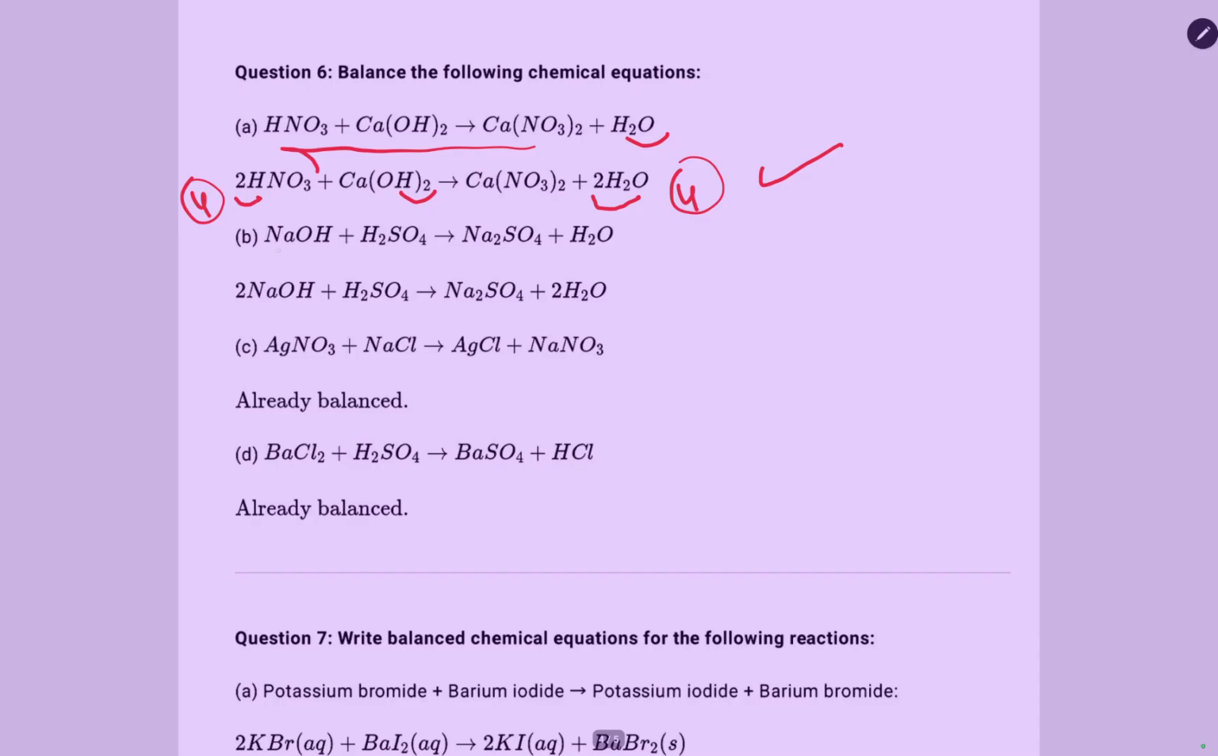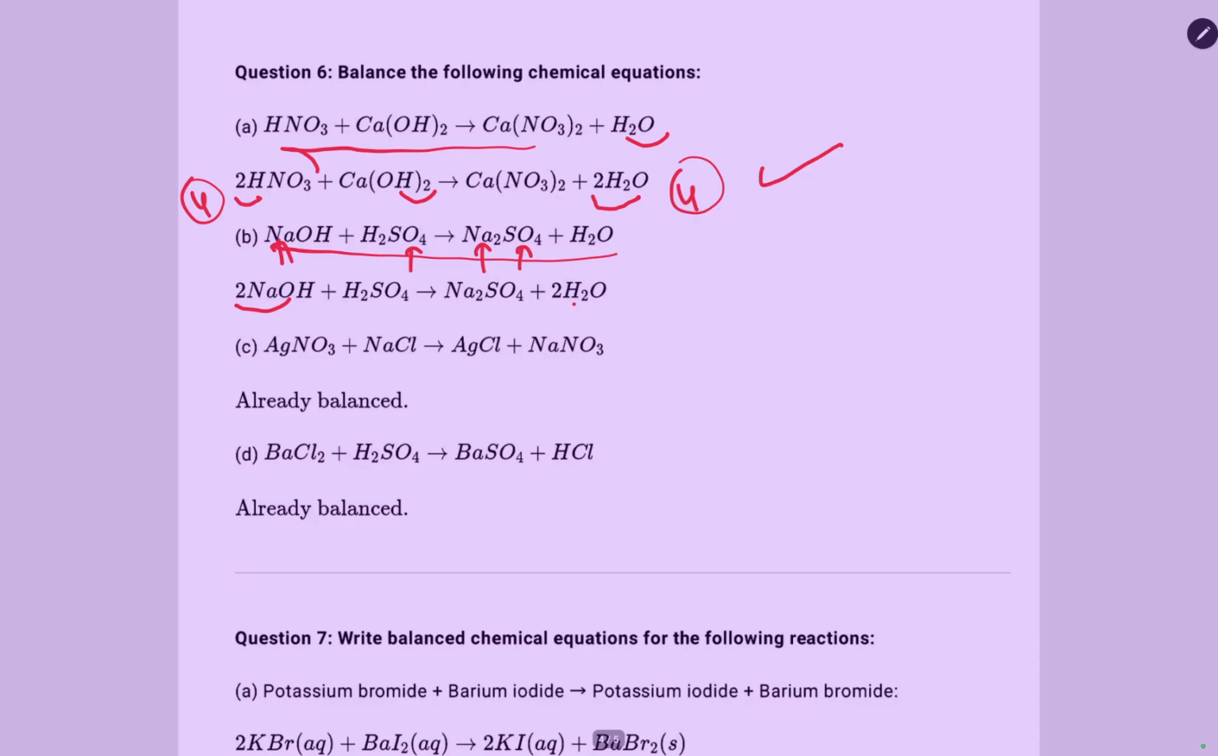Coming to the second one, NaOH plus H2SO4 gives Na2SO4 plus H2O. So this is the equation. How will you start? If you start with the maximum number of elements method, you observe SO4 is already matched. Sodium is 2 here and 1 sodium here. So I multiply with 2 here. So 2 NaOH plus H2SO4 gives Na2SO4 plus 2 H2O.